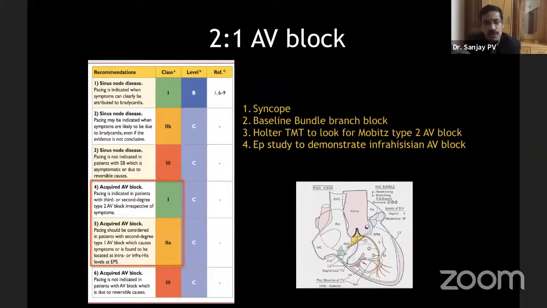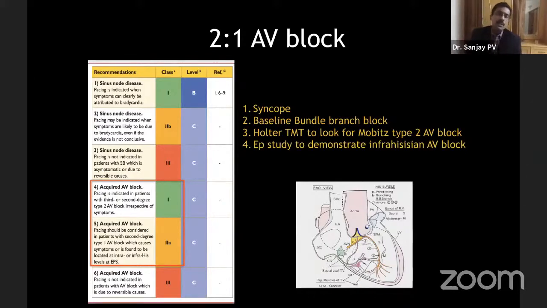So if you have a Mobitz type 2, you can definitely go for pacing, even if the patient is not symptomatic, because as I told you, most of the block due to Mobitz type 2 is below or within the bundle of His. And in a patient with a second degree type 1 AV block, which causes symptoms or is found to be located at the intra- or the infra-Hisian level during EPS, you probably have a pacing indication.